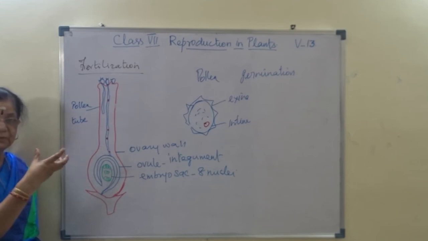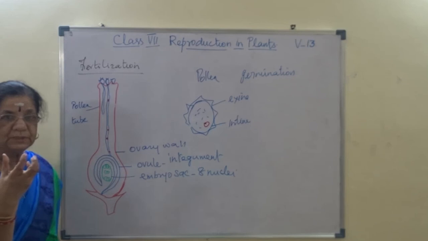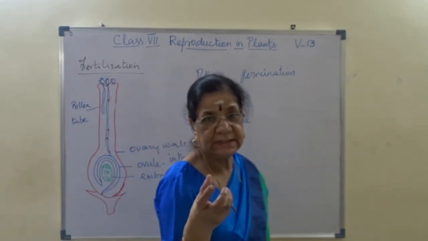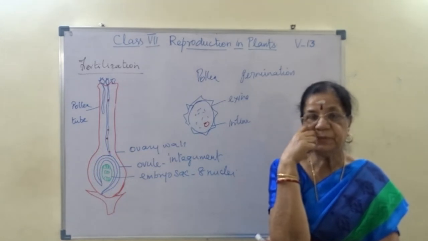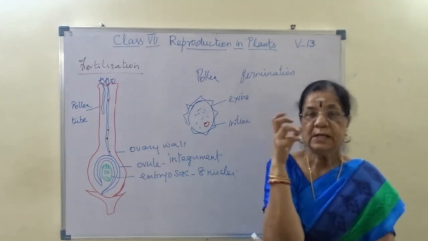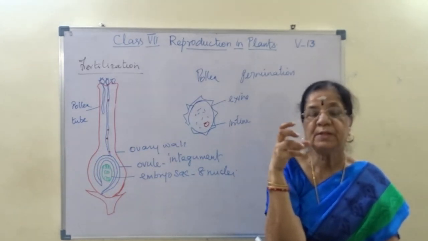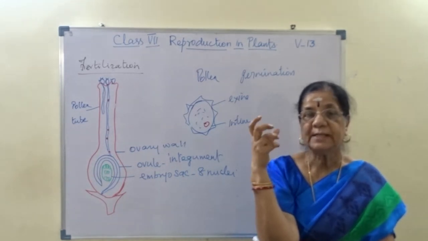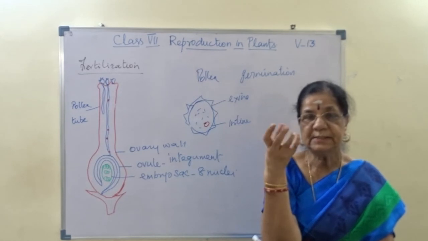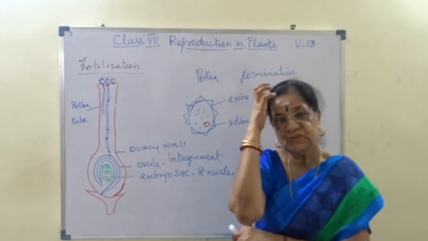Seed formation happens, the ovule will become the seed. And in the seed, the developing embryo, radicle, plumule, embryo proper. Another one is called cotyledon or endosperm. The seed, in our beans, the patani, mocha, and so on.